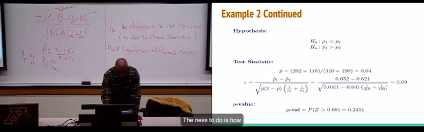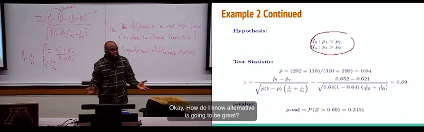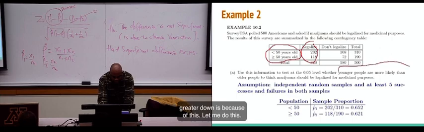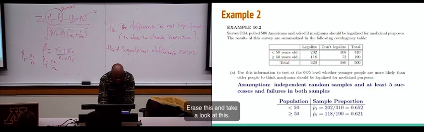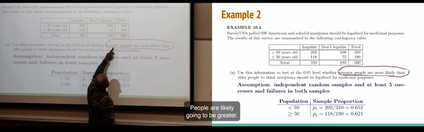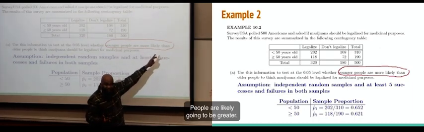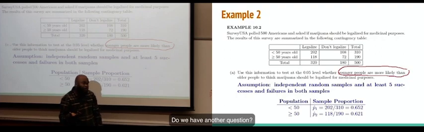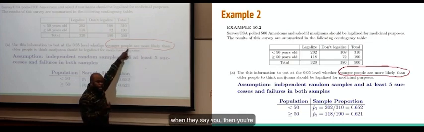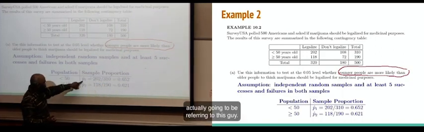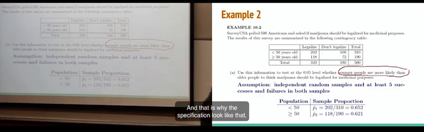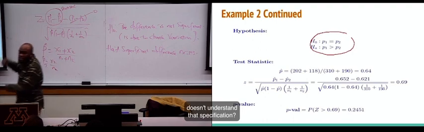Okay, now after getting that, what is the next thing to do? How do I know the alternative is going to be greater than? Please pay attention. How I know the alternative is going to be greater than is because of this. Let me erase this and take a look at this. Do you see "more than"? It said, test whether younger people are more likely; "more" is going to be a greater than sign. What if in another question it says "less"? It's going to be less than. When you have a greater than, if they say younger people, then you're referring to this one. The first population, 1, is for the younger. The second population is for the older. And that is why the specification looks like that. Is there anyone who doesn't understand that specification?